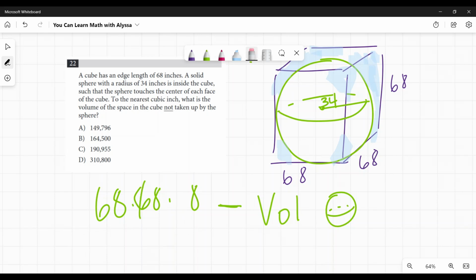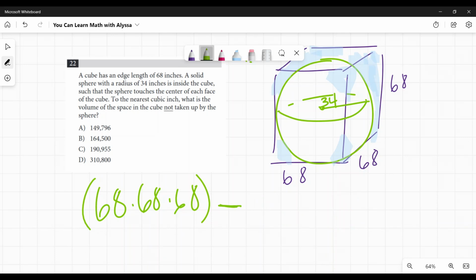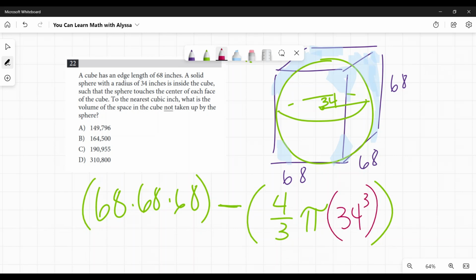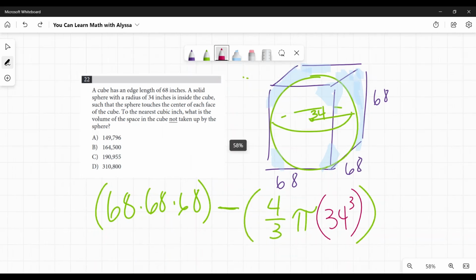Sometimes the stylus stops working. There we go. 68 times 68 times 68 minus the volume of a sphere. And as I said, the volume of a sphere is 4/3 pi r cubed. And here our radius, they told us, is 34. And that cubed goes with that 34. It does not mean the whole thing cubed. Be careful on that.